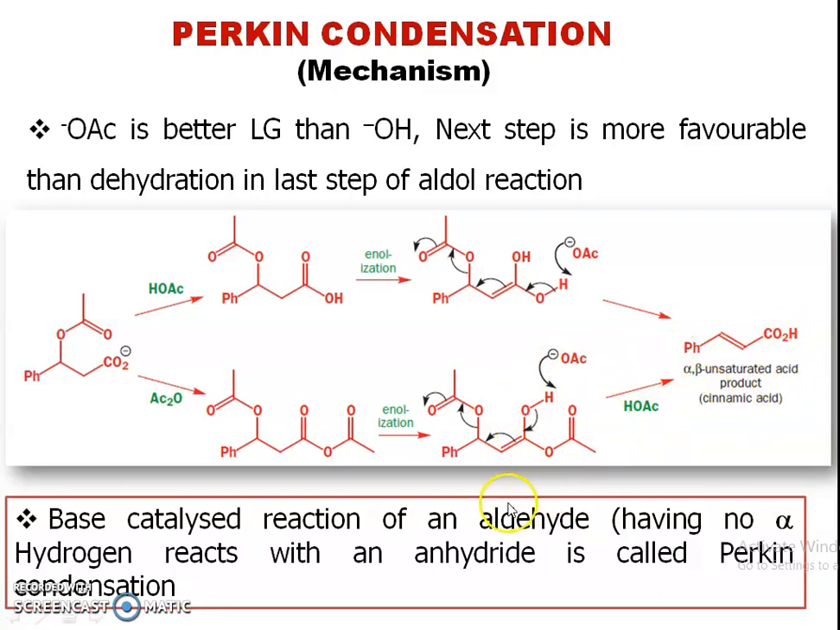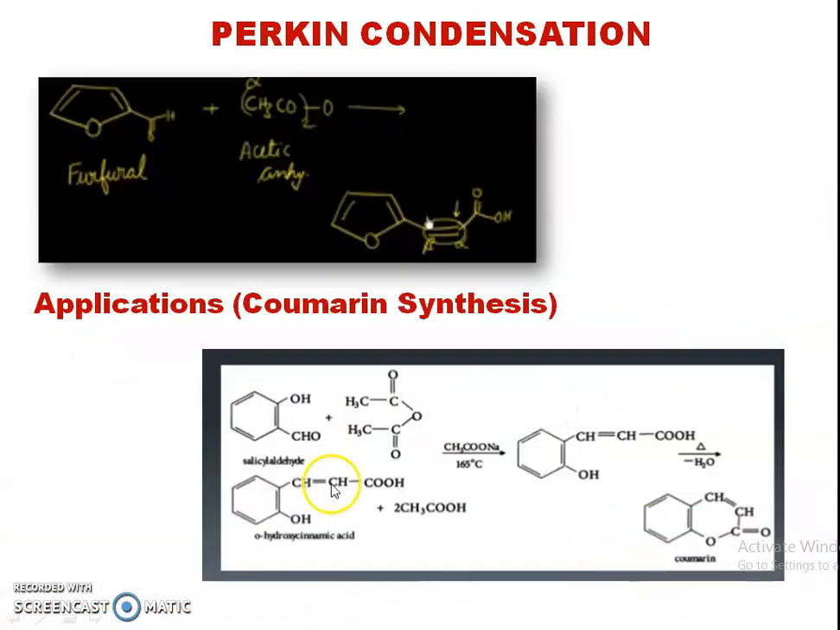So Perkin reaction is a base catalyzed reaction of an aldehyde having no alpha hydrogen atom with an anhydride. Another example, furfural can react with acid anhydride in the presence of base and it gives an unsaturated product like this.